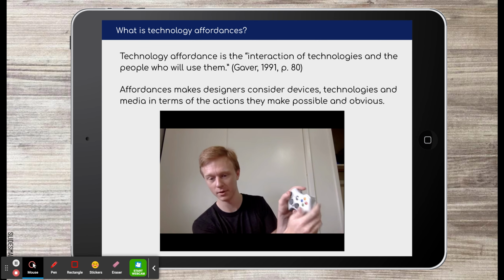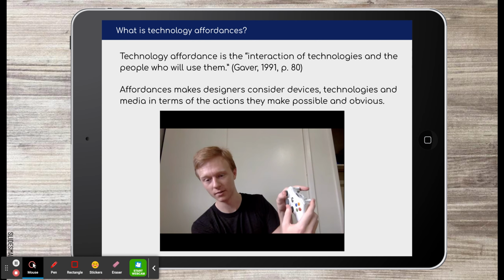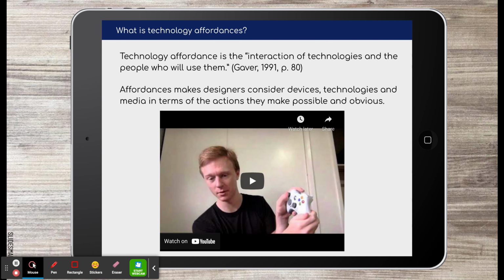is affording him the opportunity to move his character in different directions and do different tasks. The handles afford him the opportunity to hold the controller. The other buttons afford me the opportunity to push forward to make my character go up, push down to make my character go back, push left to go left, push right to go right. And so those are the affordances of that controller.